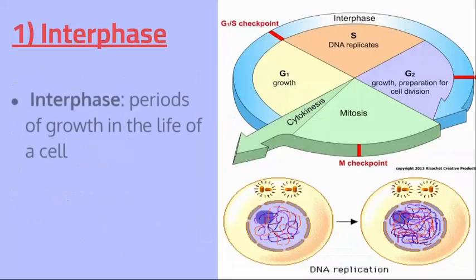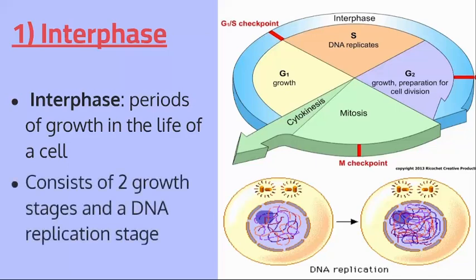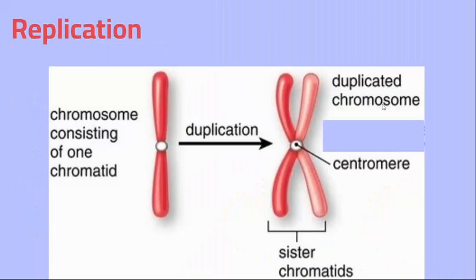So let's look at the interphase. Interphase is basically the period of growth in the life of a cell. So it keeps on growing, it replicates, and it has 2 growth stages and a DNA replication stage. So you have growth first, and then you have DNA replication, and then it grows again and prepares for cell division. So we look at how replication is actually done. We have this chromosome that's consisting of 1 chromatid. It duplicates. It becomes a full duplicated chromosome, and it has this 1 dot in the middle that connects both of them. And that's what we call sister chromatids.